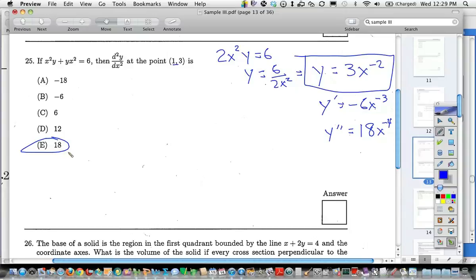But it certainly doesn't hurt if you went through the implicit differentiation and found the answer that way. And it involves a product rule and so forth. If you did that, that's good practice, because I promise you that is going to show up.